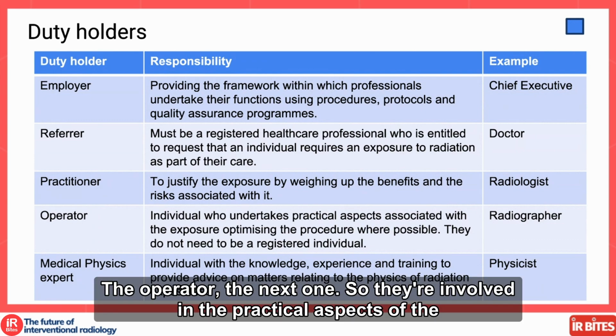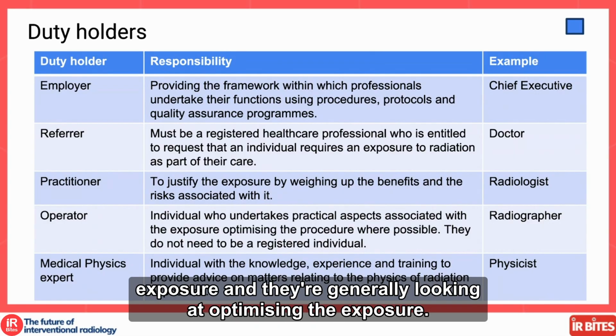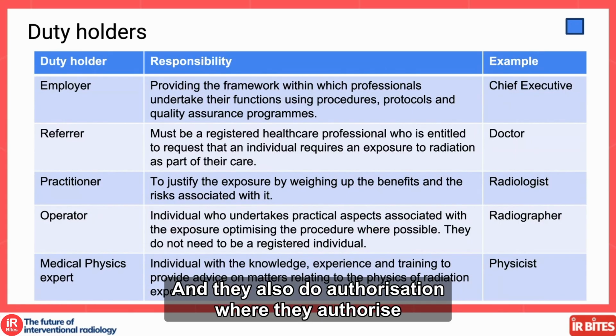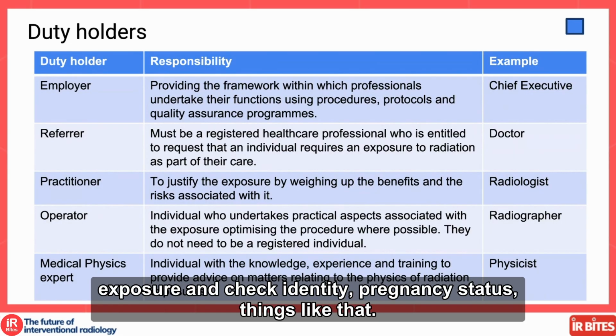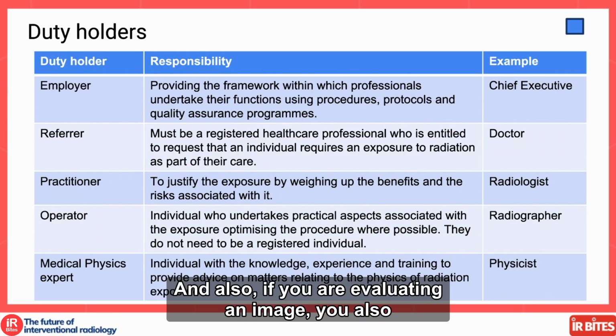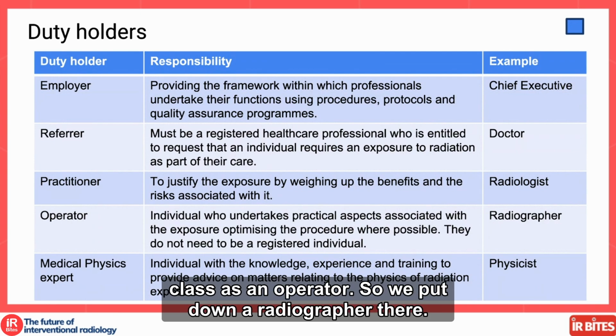The operator, the next one, is involved in the practical aspects of the exposure, and they're generally looking at optimizing the exposure. They also do authorization, where they authorize exposure and check identity, pregnancy status, things like that. And also, if you are evaluating an image, you're also classed as an operator.